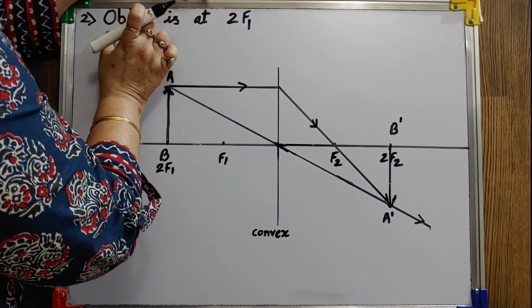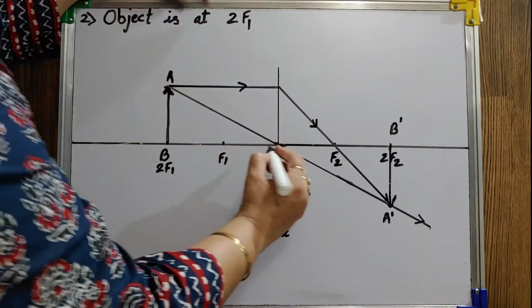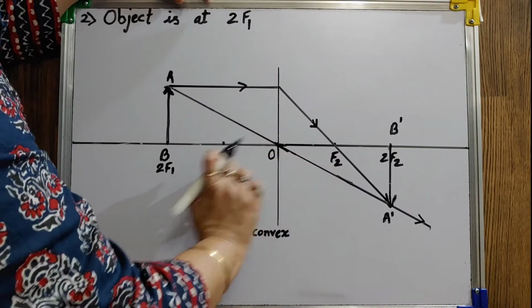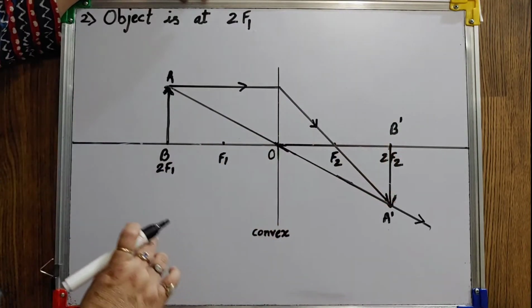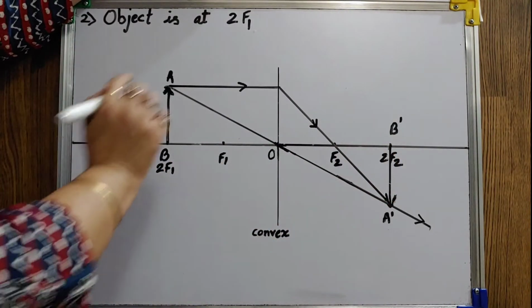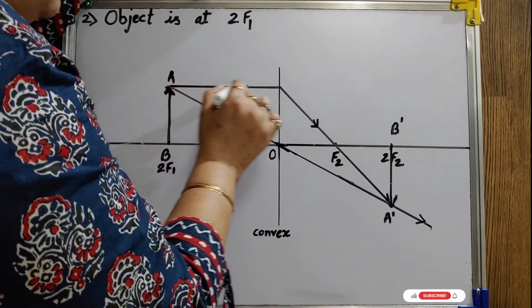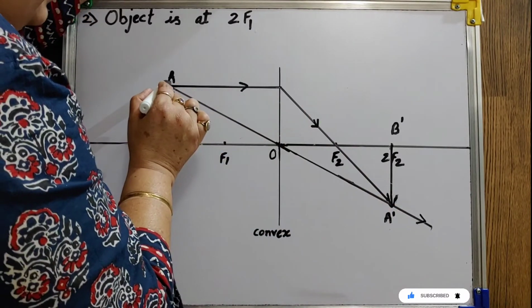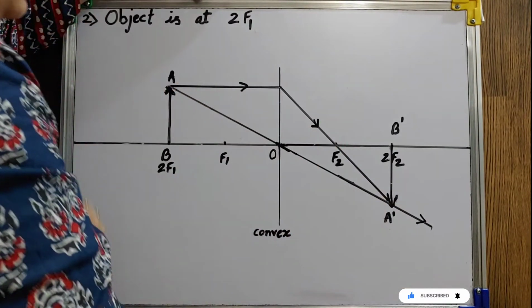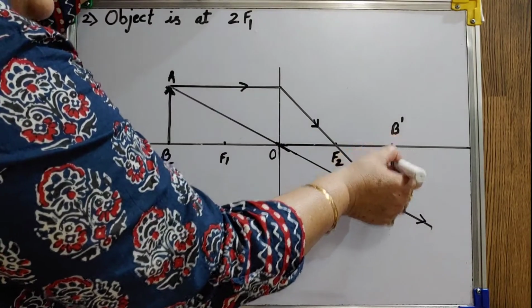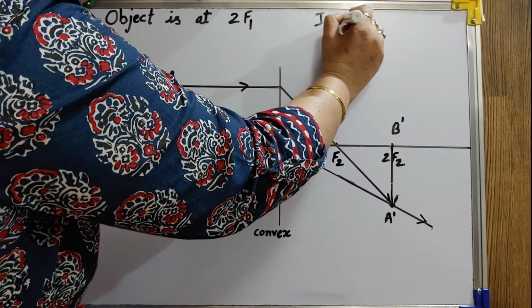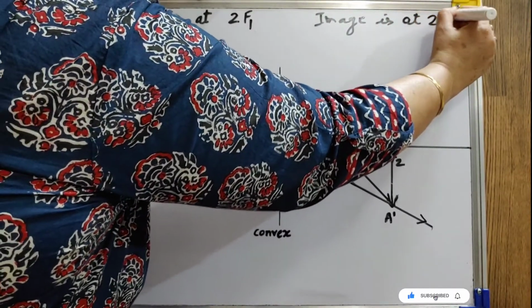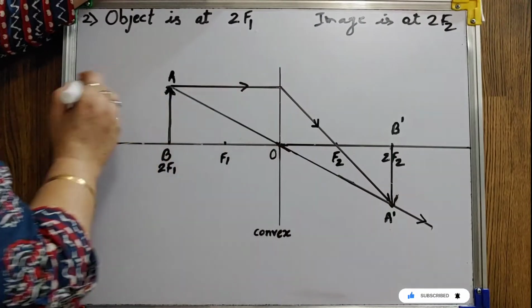Now second position, object is at 2F1. Same way I have taken the optical center, 2 centimeter both the sides F1, F2, again the remaining 2 centimeter, as we have done in the first ray diagram. First ray parallel to principal axis after refraction is passing through F2, and second ray joining A and O. Now here we are getting an image at 2F2. Now the size of image is same.